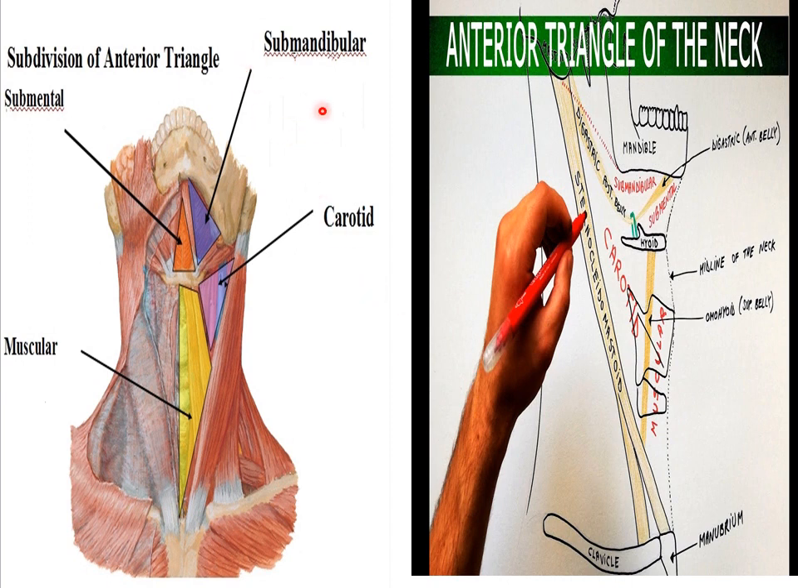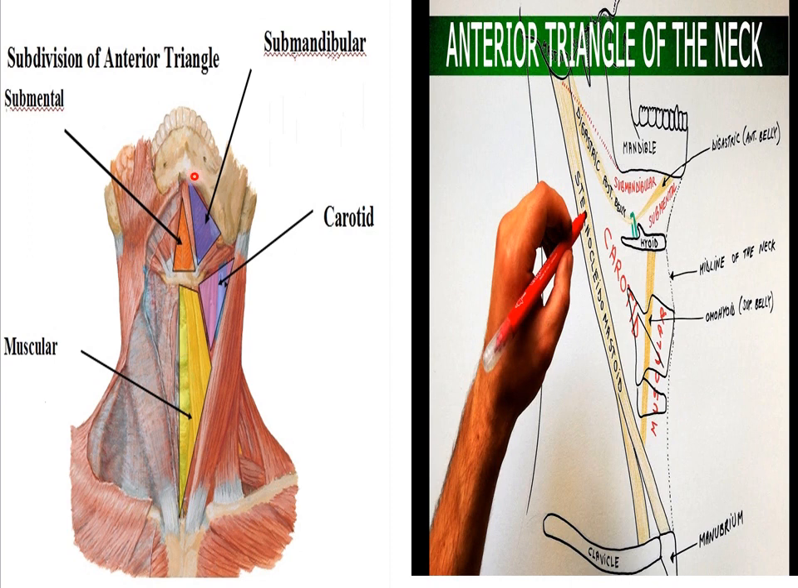Good morning, dear students. Today we are going to discuss the anterior triangles of the neck. So we shall see the boundaries of the anterior triangles of the neck. The anterior triangle, posteriorly, is bounded by the anterior border of sternocleidomastoid, as you can see in this picture. So the posterior boundary of the anterior triangle is the anterior border of sternocleidomastoid.